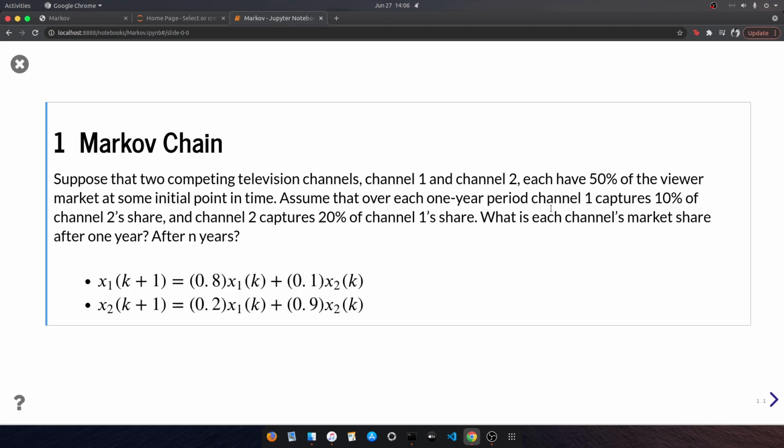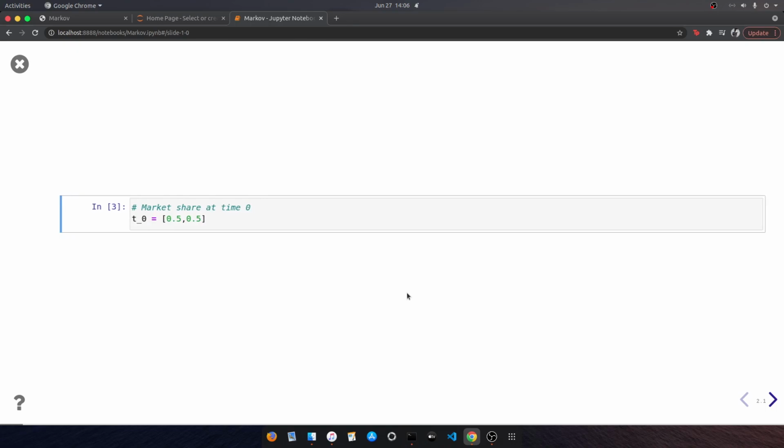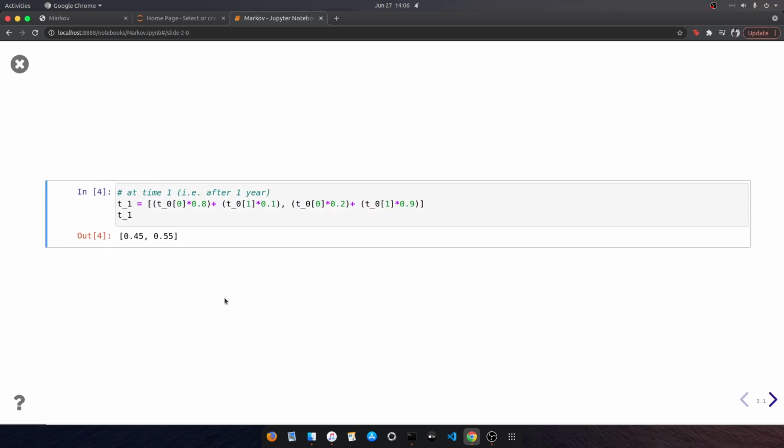So we are asked to find what is the share after 1 year and after n years. To get the market share after 1 year, we can simply make use of the linear system that we have here. As you can see, I denoted T sub 0 for the market share at time point 0. So both channels have 50% of the viewer market. When we apply the formula from above, we get that after 1 year, 45% goes to channel 1 and 55% goes to channel 2. And this answer is similar to what was provided in the textbook.